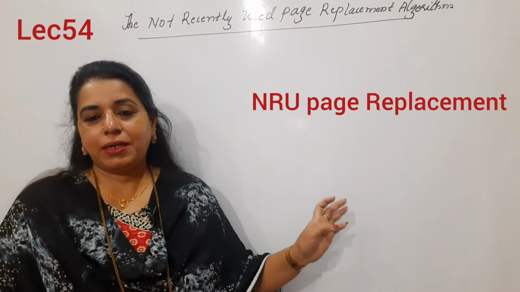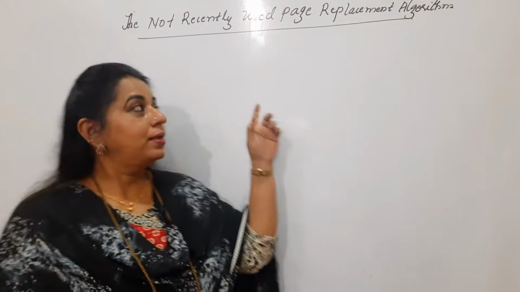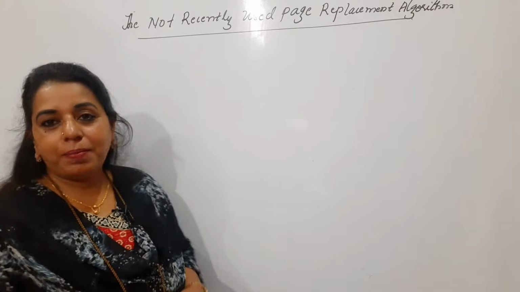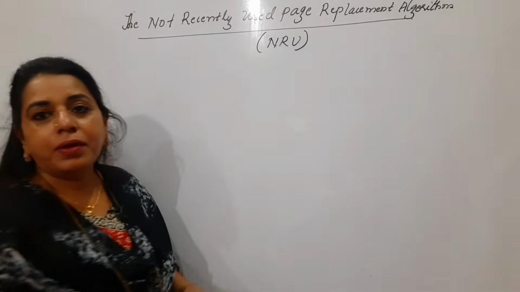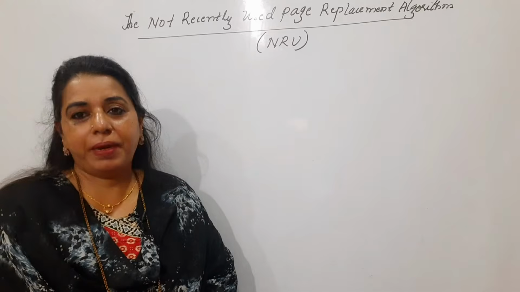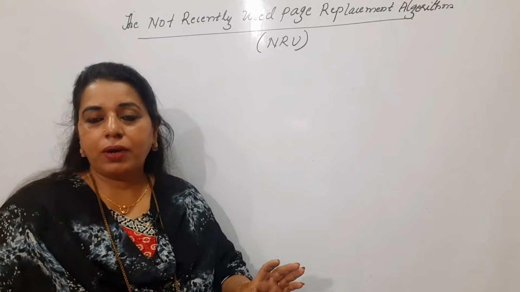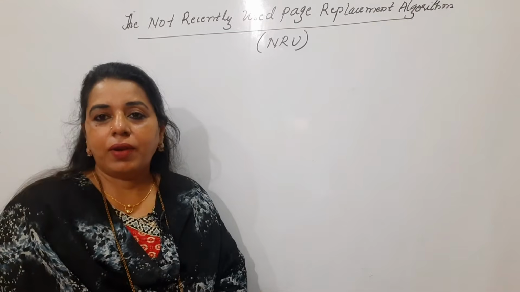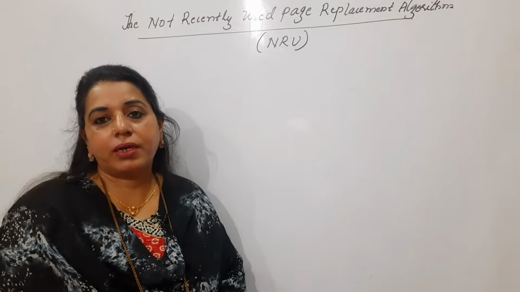Today's topic of discussion is another page replacement algorithm, and the name of the algorithm is the not recently used page replacement algorithm. In short, we write NRU, the not recently used page replacement algorithm. On this algorithm also you are going to learn the logic. Normally a numerical will not be asked on this algorithm, but how this algorithm works, the logic you should be knowing.